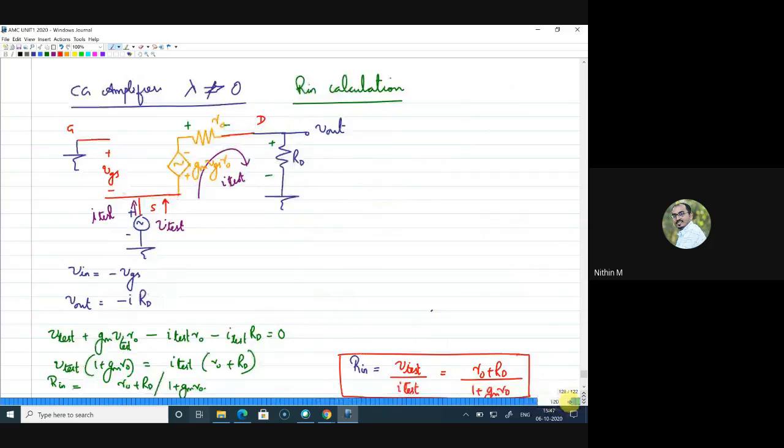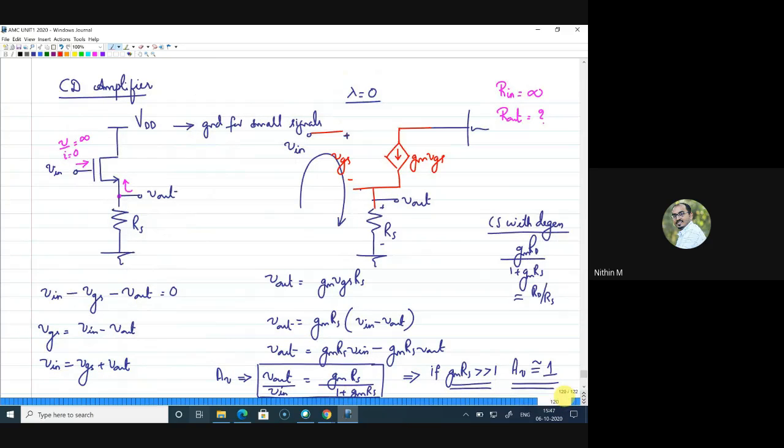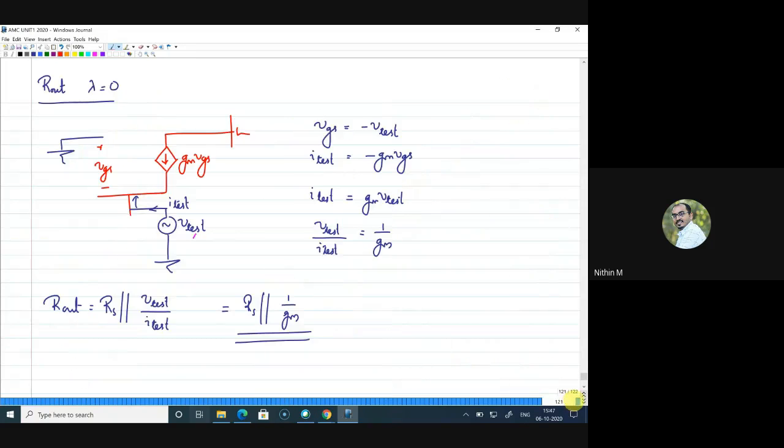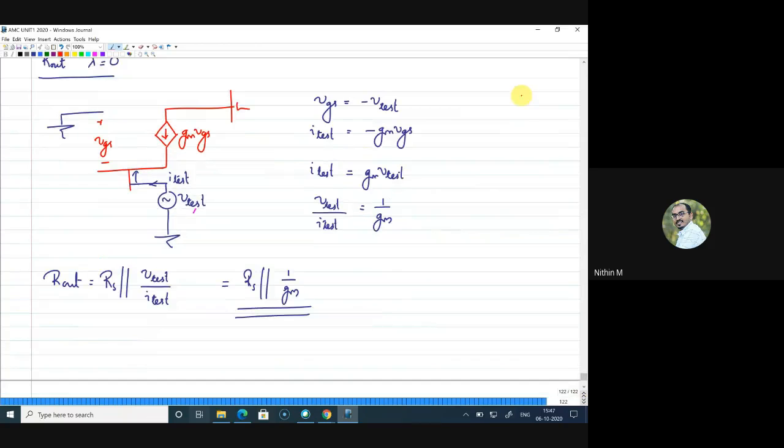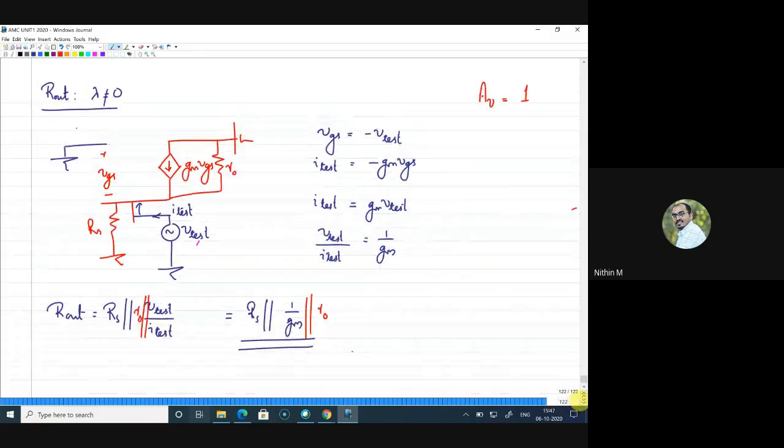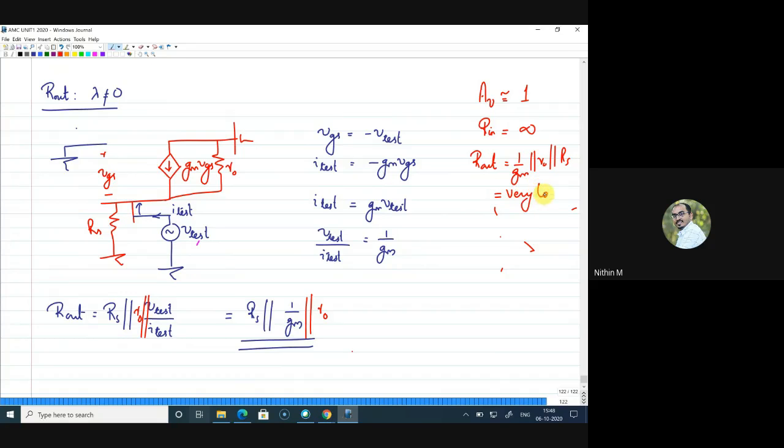So if you conclude here with the common drain, I haven't done one case. For your common drain with lambda not equal to 0, I did not calculate the voltage gain, but we know that it will be maximum up to 1. So even if you consider R naught for the calculation, it will not affect the voltage gain much. Your gain will be very close to 1. It will not be more than 1. That is why I am not exclusively calculating that. So to conclude, voltage gain will be very close to 1. Input impedance I can write as infinity, and output impedance will be 1 by GM parallel to R naught parallel to RS, or I can say this is very low. Output impedance is very low.